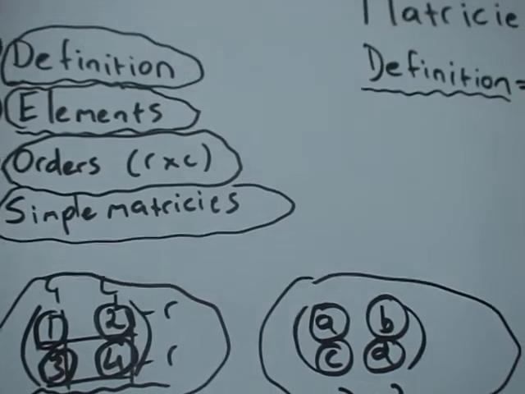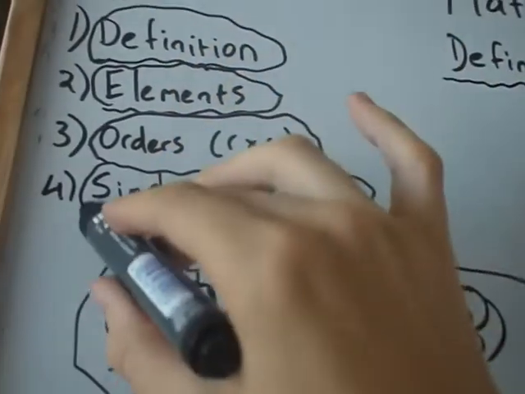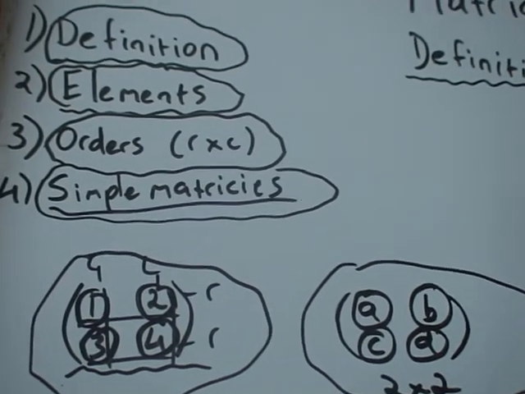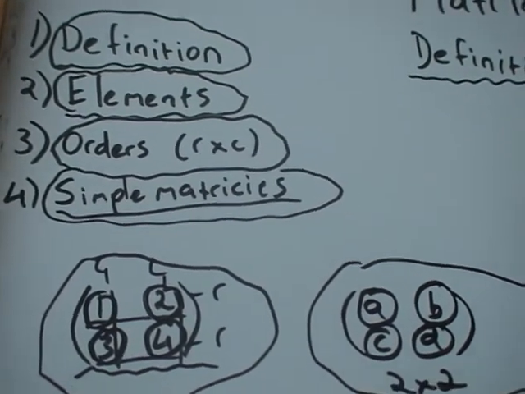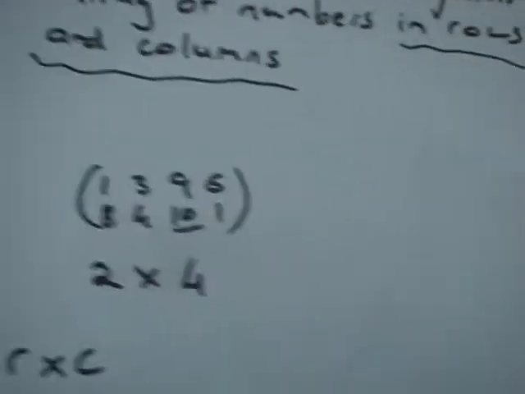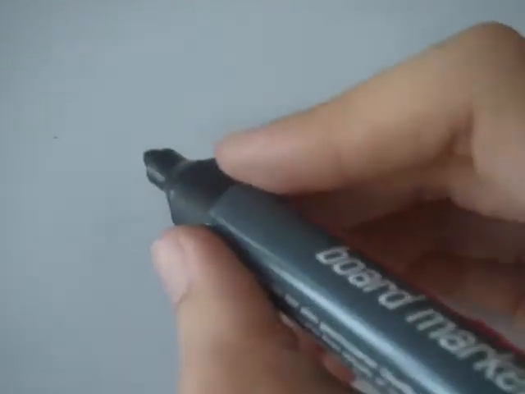Now we move on to simple classifications of matrices. When I say simple matrices, I mean simple kinds, as in special matrices, but are simple. We're not going to do inverse matrices or identity matrices or anything complicated now. We'll wait until we get to multiplication. But anyway, here we go.